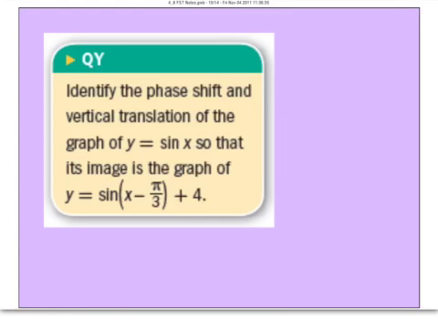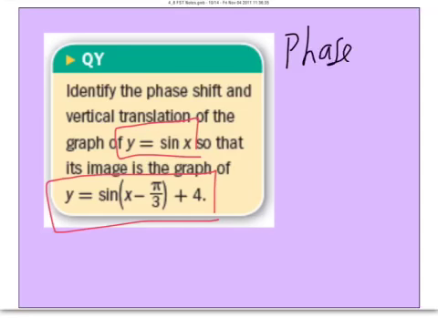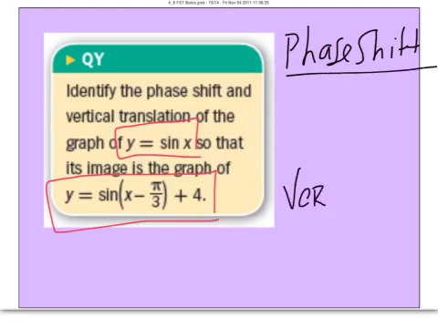Okay, yet another example. Here they want us to identify the phase shift and vertical translation of the graph y equals the sine of x. So we know that's what we start with. So that the image is this. Here's what I would do. They want the phase shift. And then they want the vertical translation, or sometimes they'll say vertical shift.